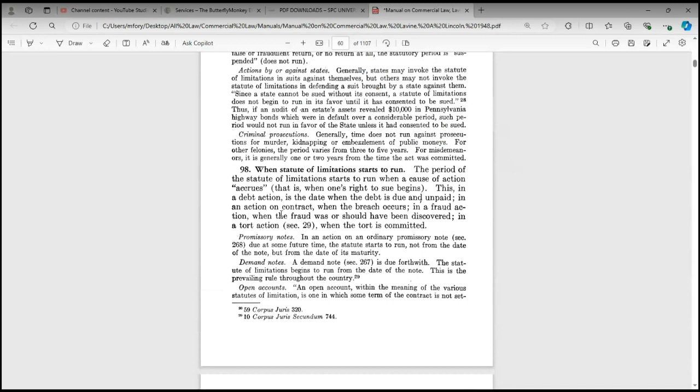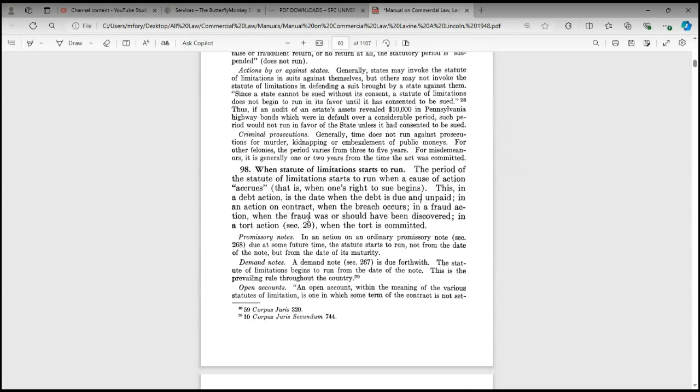In an action of contract, when the breach occurs. So that's one. In a fraud action, when the fraud was or should have been discovered. In a tort action, when the tort is committed. And this is rough right here, this fraud one.